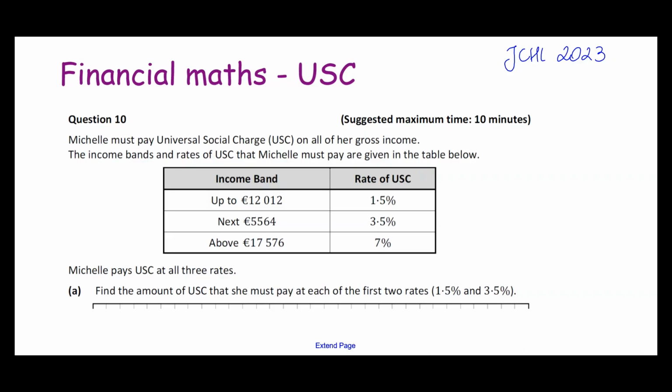Financial maths is difficult because of the vocabulary, because we don't use that vocabulary in everyday life at secondary school level. However, you're going to be using that vocabulary when you're an adult, so it's great to know that. Let's see. Michelle must pay universal social charge, which in short is USC, on all of her gross income. And that's what we do in life.